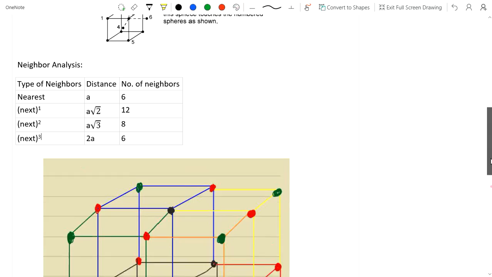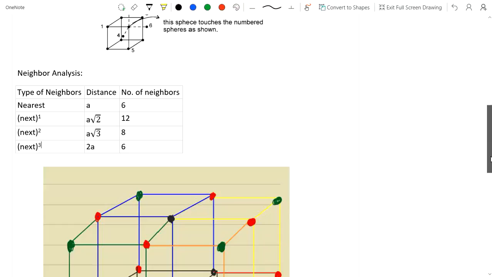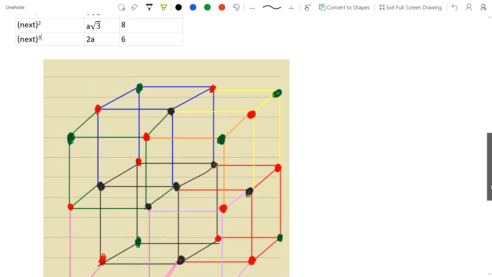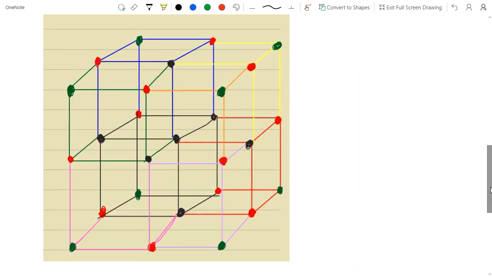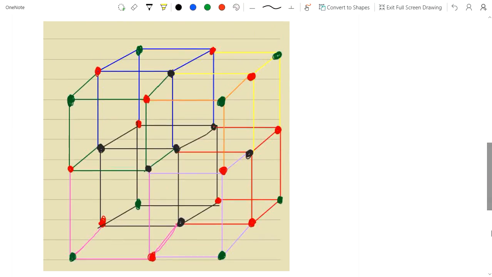If you want to calculate the next 3 or next nearest neighbors, those are going to be at a distance of 2a. So you can just imagine a point over here. Similarly a point on this side. One point above this and one point below this. One point in front of this and one point at the back of this. So there are again going to be 6 points which are at a distance of 2a from this central reference point. I hope this neighbor analysis is clear to you.